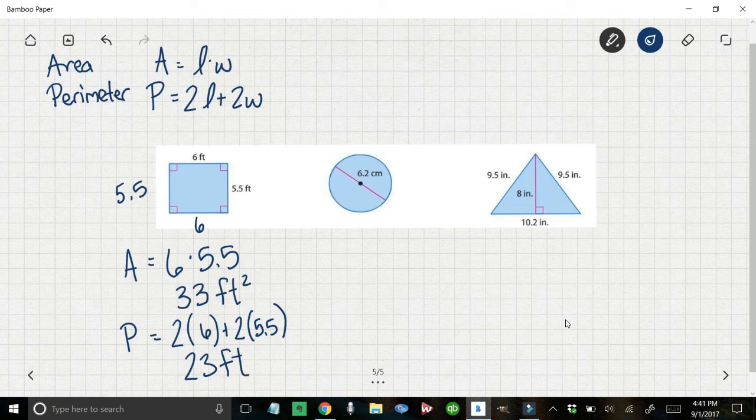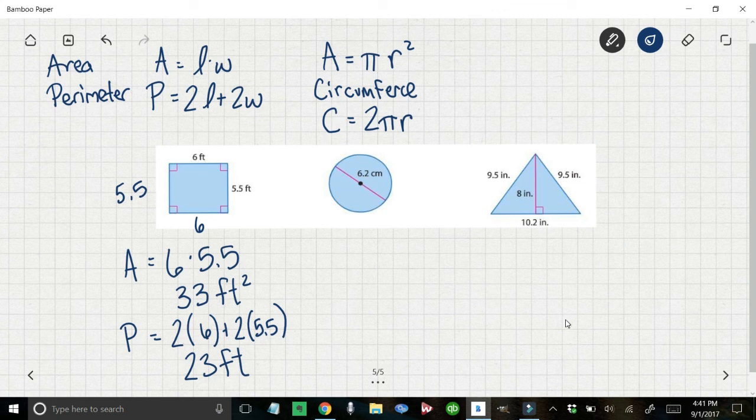For the area of a circle, the formula is pi times the radius squared. And they don't use the word perimeter for a circle, they use the word circumference. And if you remember, circumference, they use the letter C, is 2 pi times the radius, so 2 pi r.